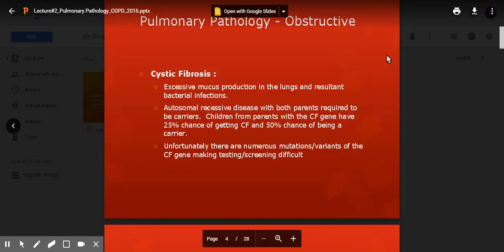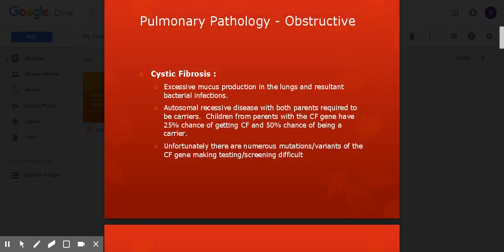So now we're going to talk about the specific disease classifications that are put into obstructive pulmonary diseases. And again, it's a way of categorizing and a way to distinguish various conditions. But keep in mind that many of these conditions have some restrictive component to them. So just because they are categorized as obstructive diseases does not mean that they are exclusively obstructive.